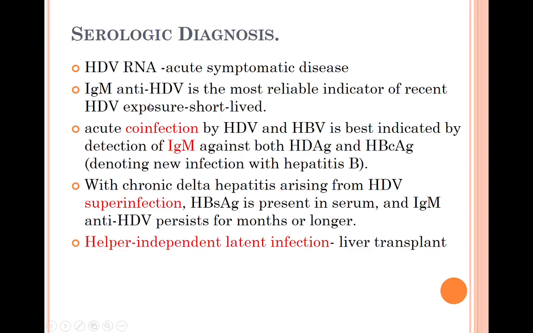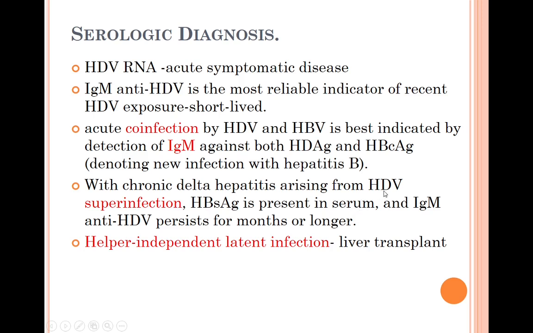And the antibody, the IgM, but like I said, IgM is the first antibody to appear, but it is also short-lived, and the IgG antibody has to take over. Everything in immunology is like that, okay? But IgM anti-HDV is the most reliable indicator of recent HDV exposure, but it is short-lived, like I said. Okay, so you remember this, that it is the most reliable indicator. Acute co-infection by HDV and HBV is best indicated by detection of IgM against both, denoting new infection with hepatitis B. With chronic delta hepatitis arising from HDV superinfection, HBsAg is present in the serum.